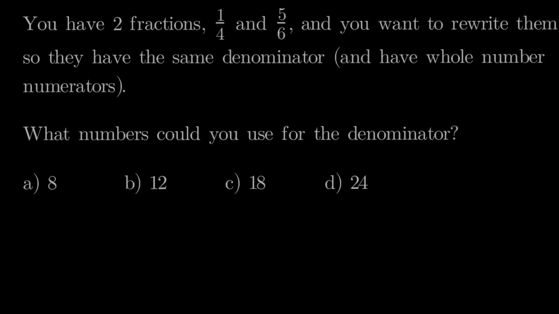You have 2 fractions, 1/4 and 5/6, and you want to rewrite them so they have the same denominator and have whole number numerators. What numbers could you use for the denominator? So here are our fractions, 1/4 and 5/6, and we want to rewrite these fractions to have new denominators. So we currently have a 4 and a 6 as our denominators, and can we just pick any new thing, like maybe 5? Could we say, let's change them both to have 5 as the denominator?